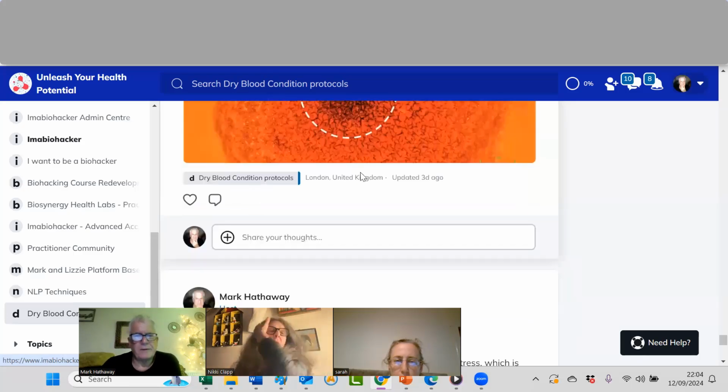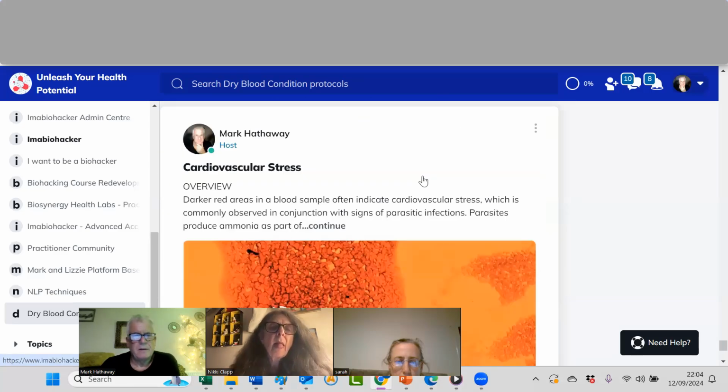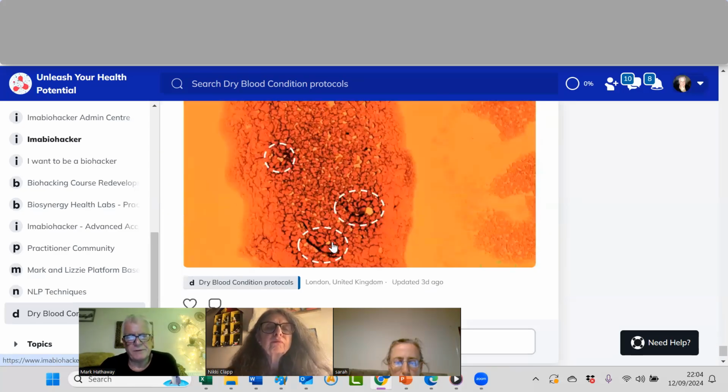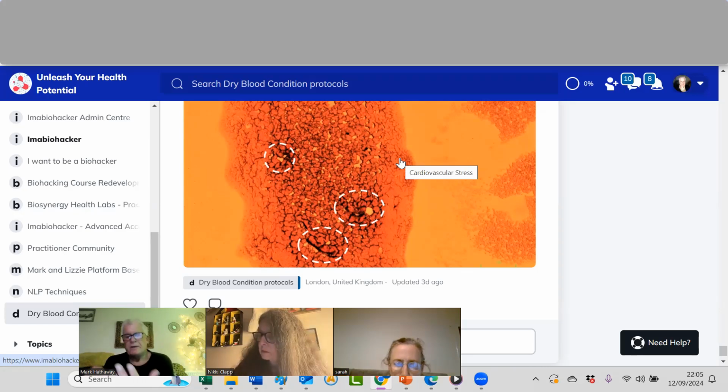Cardiovascular stress, darker red areas. It's hard to tell. I'm probably going to put another picture on here that should show it a bit more. But you can just see they are a little bit redder and a little bit raised. So cardiovascular stress. When I see parasites, I will usually see cardiovascular stress, because the heart's working harder.